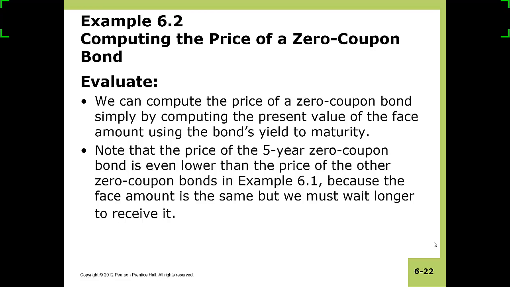So the price of a 5-year zero coupon bond is even lower than the price of the other because it's the same face amount, but it's a longer period of time. That makes sense. The longer the period of time, the lower the price of that bond is.